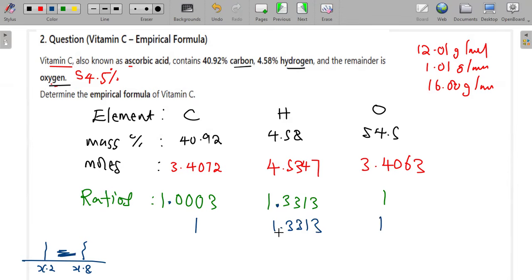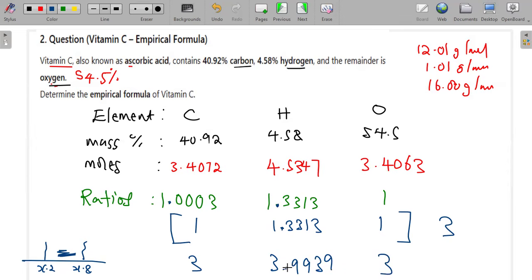Okay, so we said if it's 0.3 or 0.6, we multiply by what number? 3. So I'm going to multiply all these factors by 3. So this one will be 3. This one here, okay, let me do it on the calculator. So 1.3313 multiplied by 3 gives me 3.9939. Then this one here is still 3.